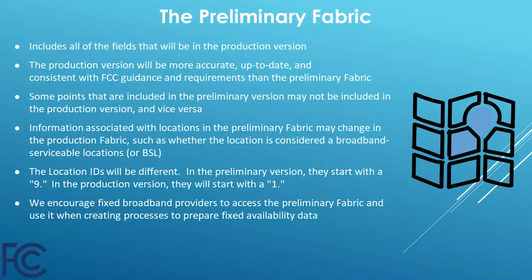Other location information such as coordinates, latitude and longitude, estimated unit count, or addresses will also change. One more thing to note, the location IDs, the 10-digit unique identifier for each location, will be different. In the preliminary version of the fabric, they start with a 9, but in the production version, they will start with a 1. The location IDs used in the preliminary fabric cannot be submitted in the BDC system. Filers must use the location IDs from the production version.